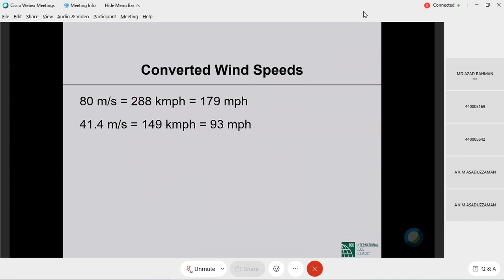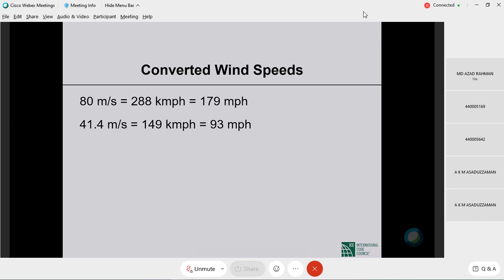On that map, the wind speeds are in meters per second, which I have no idea of. You tell me 80 meters per second, it doesn't mean anything to me. So the range of wind speeds on that map is from a low of 41.4 meters per second to a high of 80 meters per second in the cyclone-prone regions. 80 meters per second is 288 kilometers per hour, which is 179 miles per hour. That's a number I understand. And 41.4 meters per second is 149 kilometers per hour, which is 93 miles per hour.